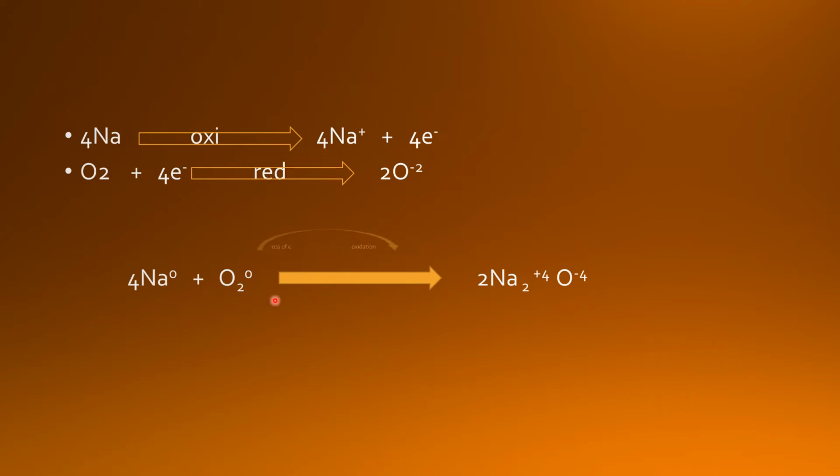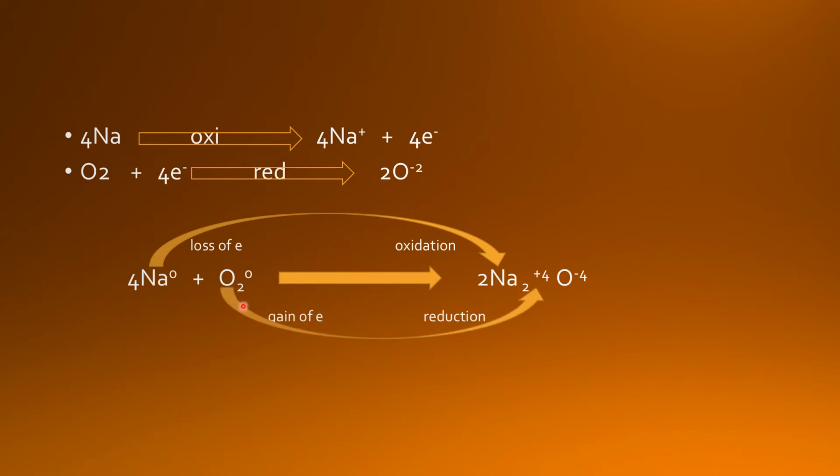Now in this reaction, as 4 sodium atoms are losing the 4 electrons, the process of oxidation is taking place here. And in the same way, these 2 oxygen atoms are gaining these 4 electrons, so we will say that the process of reduction is taking place here. So one atom is oxidized and one atom is reduced here. It is another type of redox reaction.